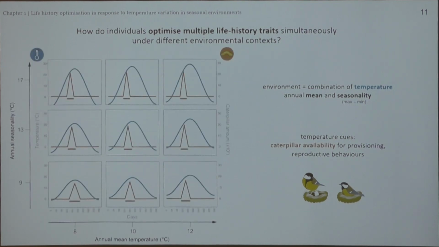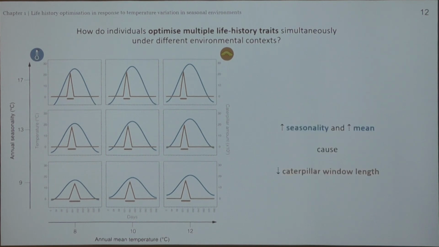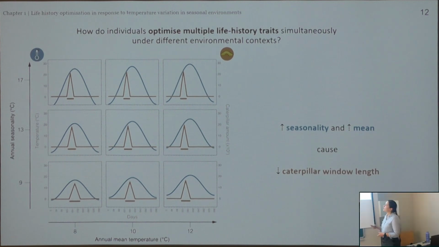And you can see this is a range of different environments that I tested, so a range of different combinations of annual seasonality on the y-axis and annual mean on the x-axis, but you could define any number of combinations of them. And what you can see from here is that both as you move from bottom to top, as seasonality increases, but also as you move from left to right, as annual mean temperature increases, so the blue line, you also see that the caterpillar peak becomes shorter. So these are just some general trends of how these two variables are related.